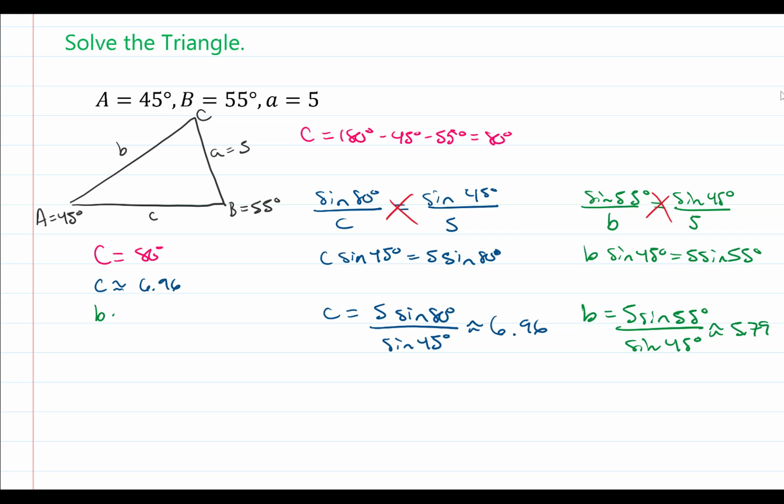So what you have now done is successfully found the 2 missing or unknown sides and the 1 unknown angle and solved this triangle.